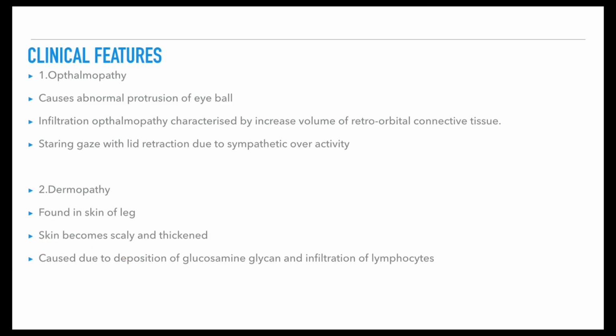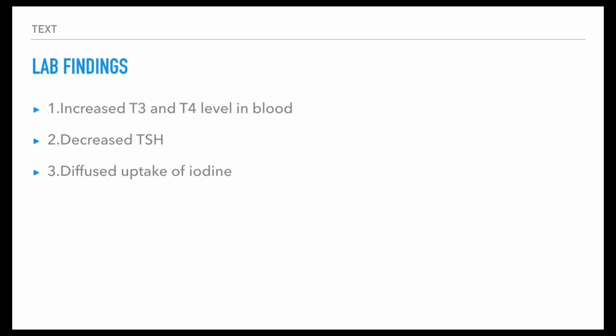Dermopathy. It is related to the skin. It is most commonly seen in the skin of the leg. The skin becomes scaly and thickened, and this is caused by deposition of glycosaminoglycans and infiltration of lymphocytes. So these are the main features of Graves' disease, plus all other features of hyperthyroidism, as we have already discussed earlier in this video.